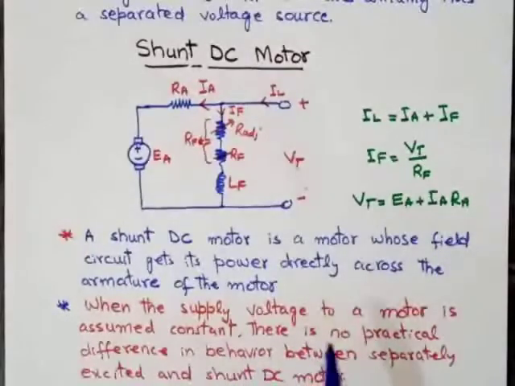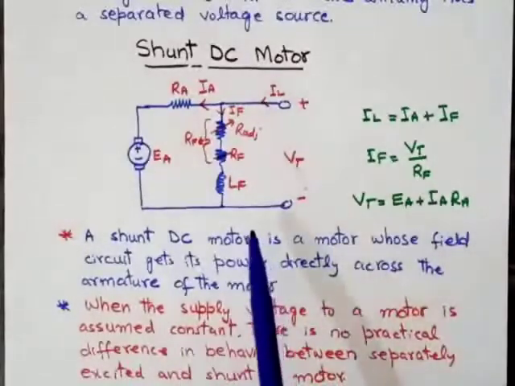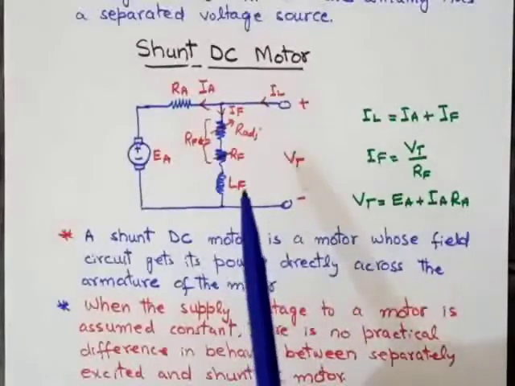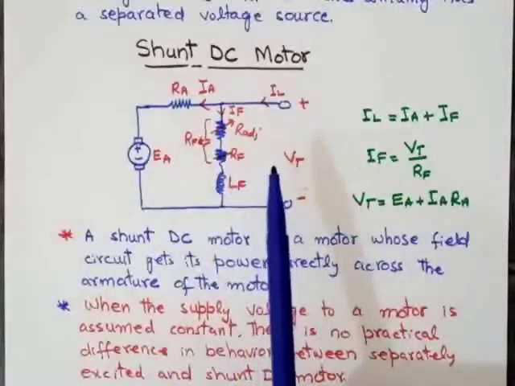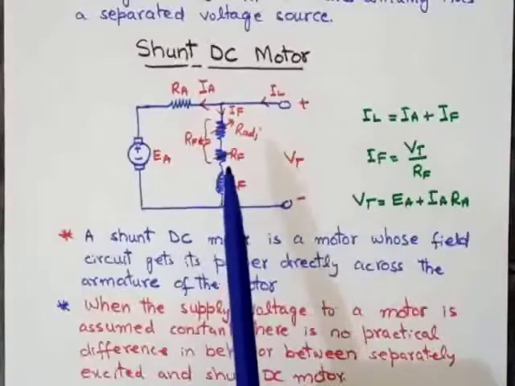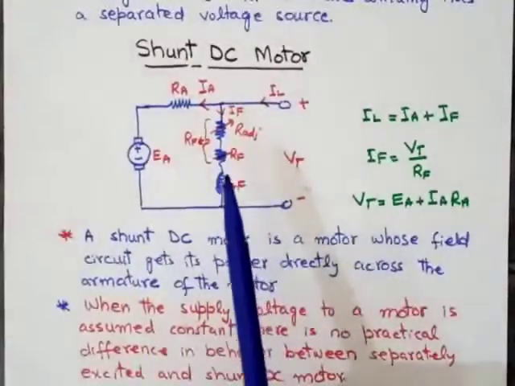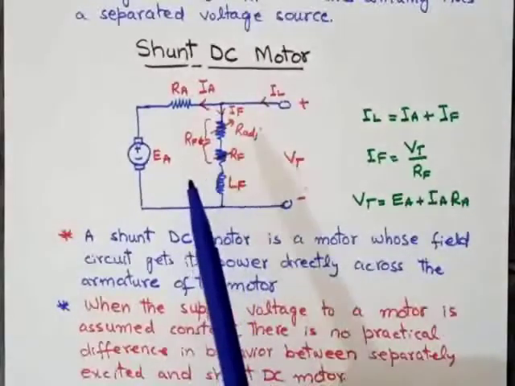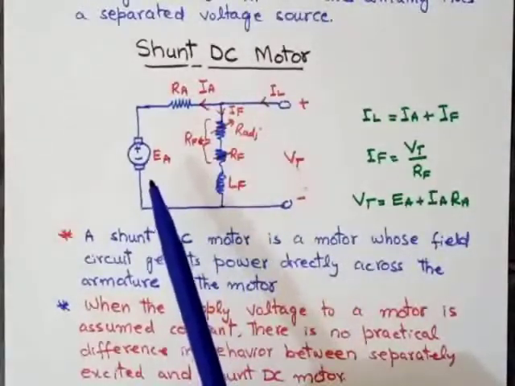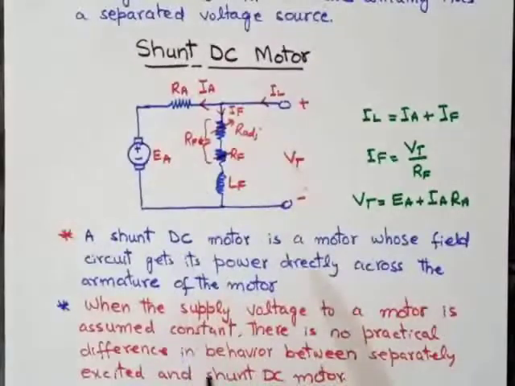When the supply voltage to a motor is assumed constant, as you can see in this circuit, in case of shunt DC motor, the voltage will remain the same across the field winding and the armature winding. If the voltage across the field winding is 100 volt, then the voltage across the armature winding will be 100 volt as well. When the supply voltage to a motor is assumed constant, then there is no practical difference in behavior between separately excited and shunt DC motors.